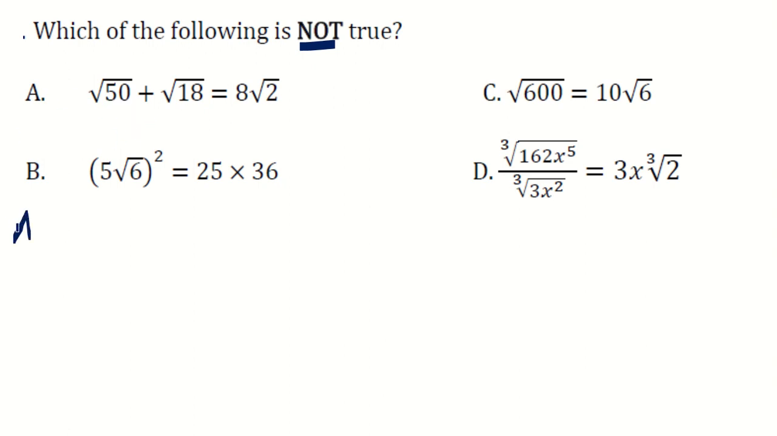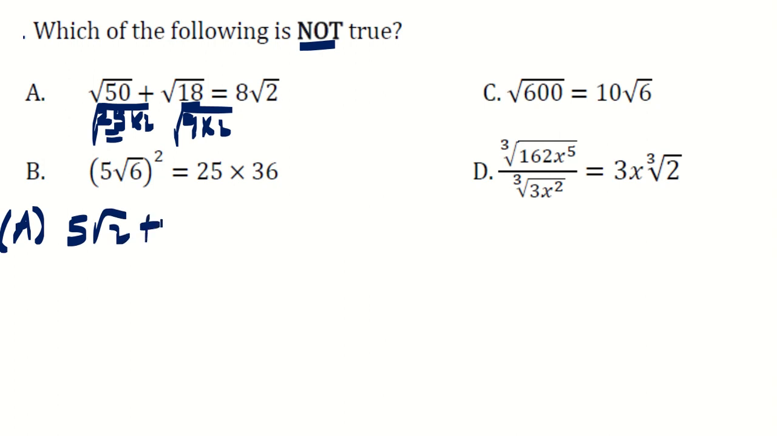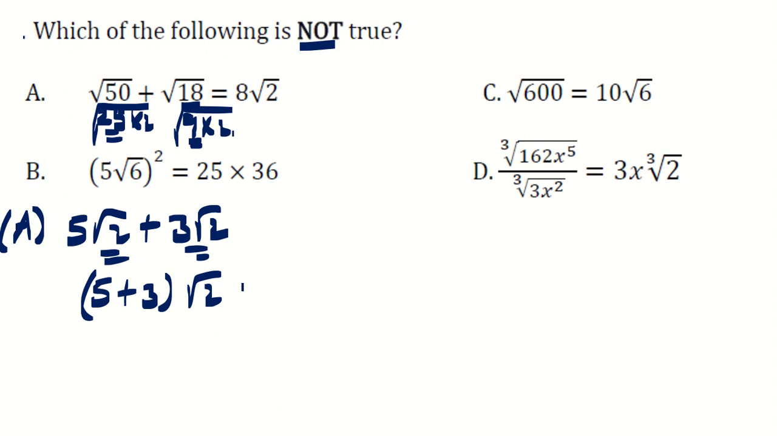Okay, let's do A first. Radical 50 means 25 times 2, and radical 18 will be 9 times 2 again. Then the square root of 25 will be 5 radical 2, plus again the square root of 9, which is 3 radical 2. When you add them, because radical 2 is common, take out 5 plus 3 radical 2, which will be 8 radical 2. Correct. First one is correct.